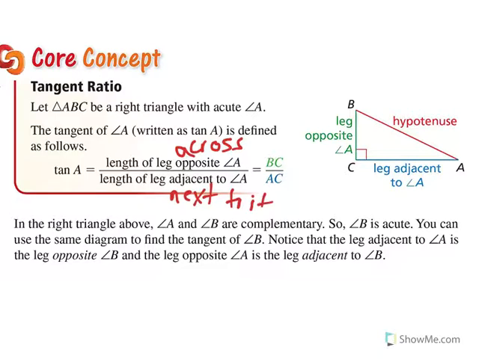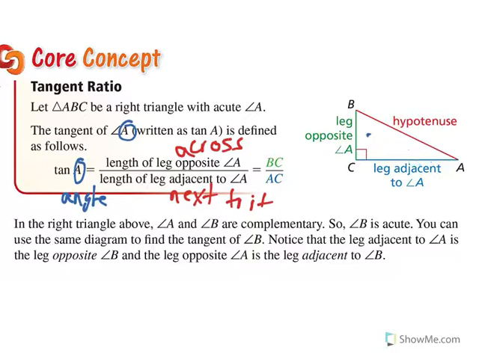So when we think about tangent, tangent of A, whenever we say tangent of A or tangent of whatever, this A is referring to the angle. Tangent of an angle is equal to the length of the opposite leg over the length of the adjacent leg. So if we're looking at angle A, if I mark it, I'm going to look at my opposite leg over my adjacent leg. That's how we do opposite over adjacent.